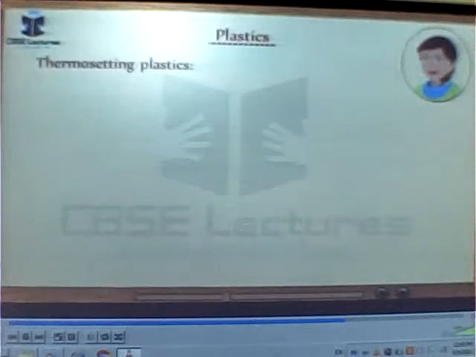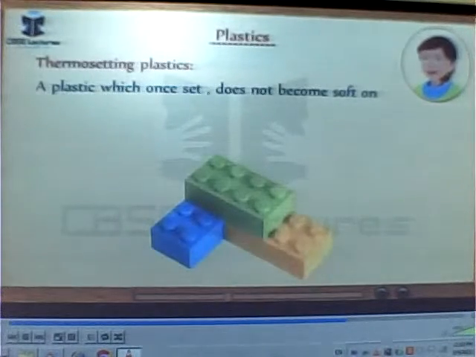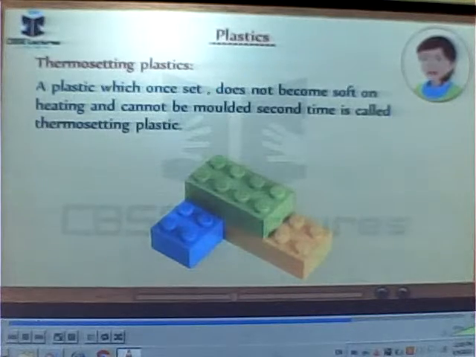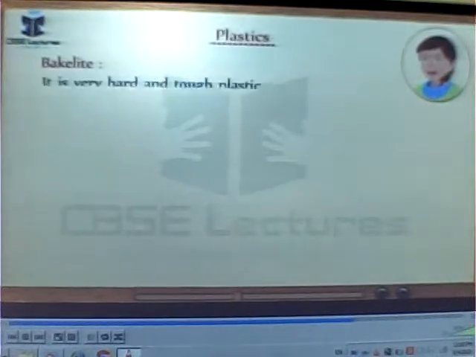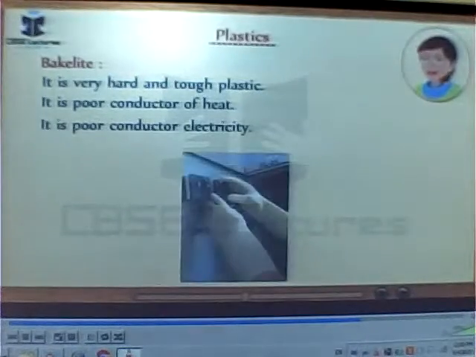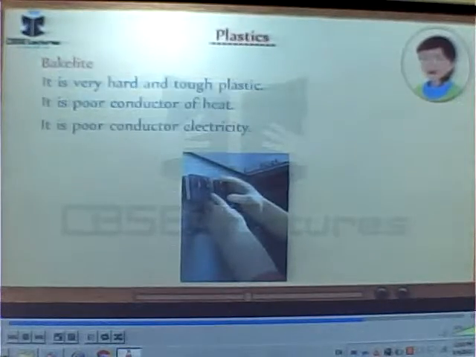Thermosetting plastics: a plastic which once set does not become soft on heating and cannot be molded a second time is called thermosetting plastic, like bakelite, melamine, Teflon. Bakelite: it is a very hard and tough plastic. It is a poor conductor of heat, so it is used for making handles of cooking utensils. It is a poor conductor of electricity, so it is used for making electric switches and plugs.